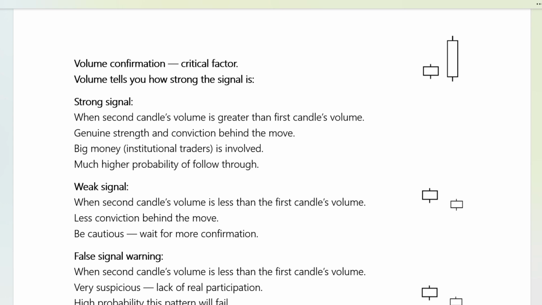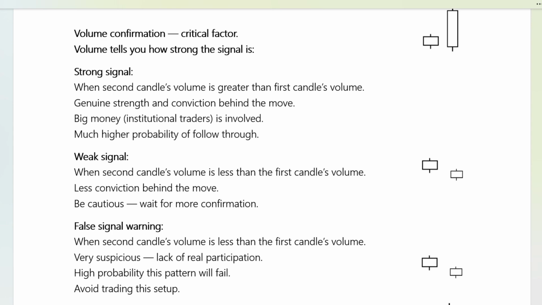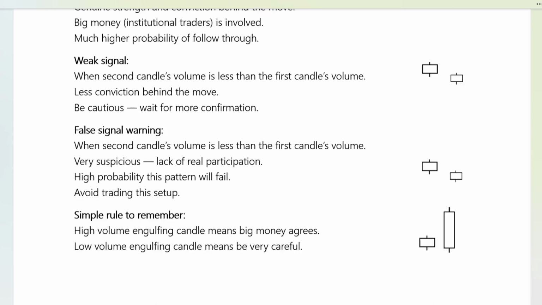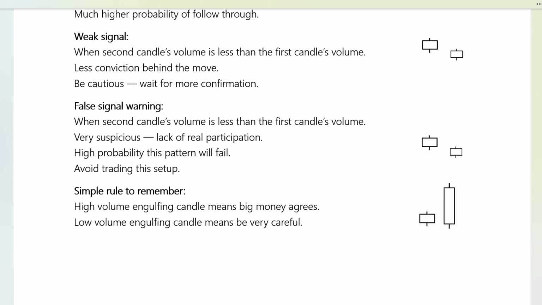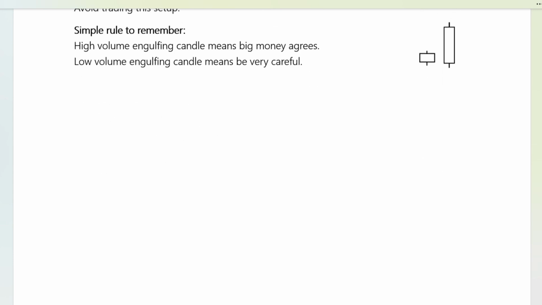False signal warning: when the second candle's volume is much lower than the first candle's volume. Very suspicious, lack of real participation. High probability this pattern will fail. Avoid trading this setup. Simple rule to remember: a high volume engulfing candle means big money agrees. A low volume engulfing candle means be very careful.